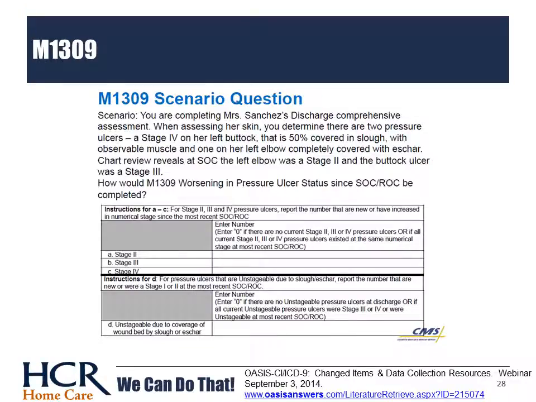Okay, so let's work through a couple scenarios to help solidify how 1309 needs to be responded to. So you're completing Mrs. Sanchez's discharge comprehensive assessment. When assessing her skin, you determine there are 2 pressure ulcers, a stage 4 on her left buttock that is 50% covered in slough with observable muscle, and one on her left elbow completely covered in eschar. Chart review reveals at start of care the left elbow was a stage 2 and the buttock ulcer was a stage 3. So how would you report M1309 worsening in pressure ulcer status since the start of care or resumption of care?